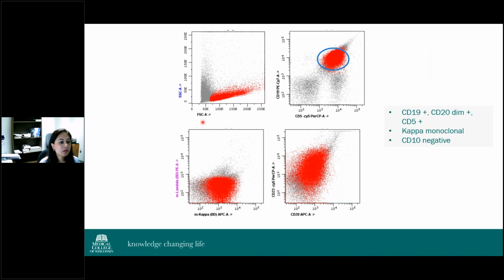This right here is the flow cytometry, and as you can see, we have a population of CD5 and CD19 positive cells. These cells are kappa monoclonal, and as we see, they are also expressing CD23. These cells were CD10 negative. So this is what we would typically see on flow cytometry for a CLL/SLL, and another marker that is helpful is CD200, which also shows positivity in CLL.